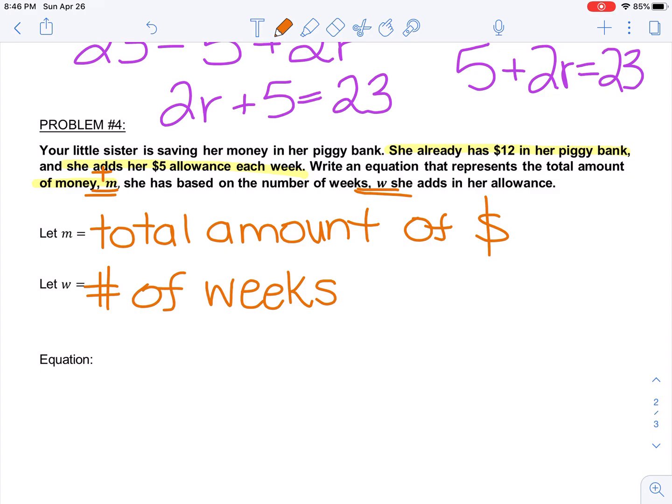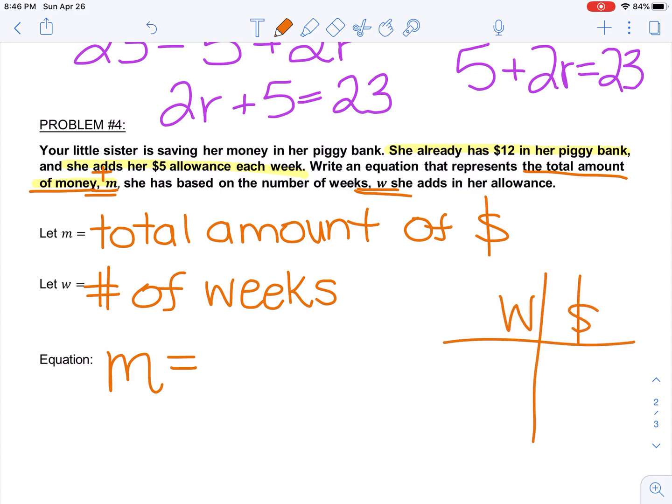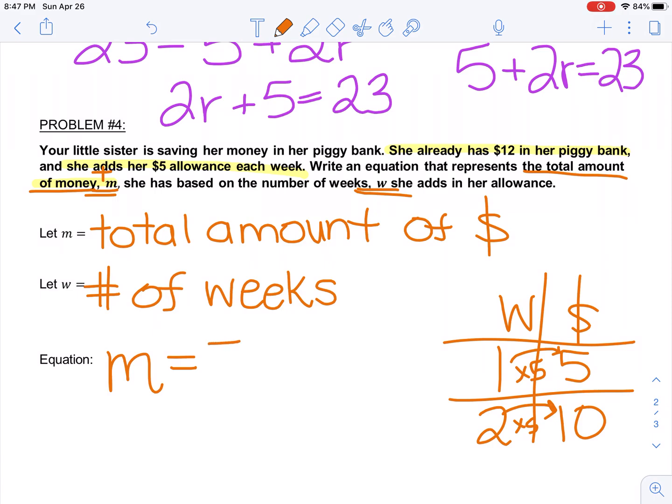Okay, last step, we have to write our equation. I know I'm going to start with the total amount of money she has. So M equals her total amount of money. She makes $5 each week. So if I make a little table over here, I know in 1 week she has $5. In 2 weeks she has 10. How did I get that? Well, if I want to go from weeks to money, 1 times 5 is 5, 2 times 5 is 10. So I'm taking the $5 she gets as her allowance and multiplying it by the number of weeks that she's going to put that in her piggy bank.